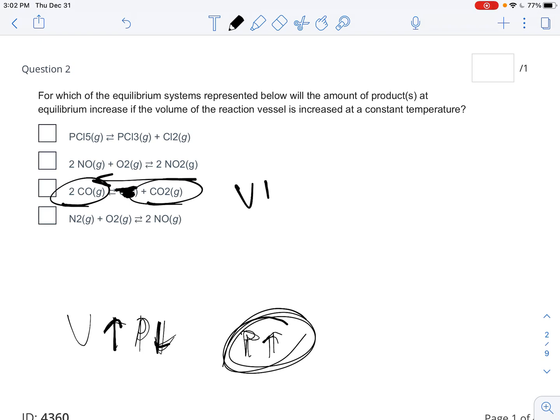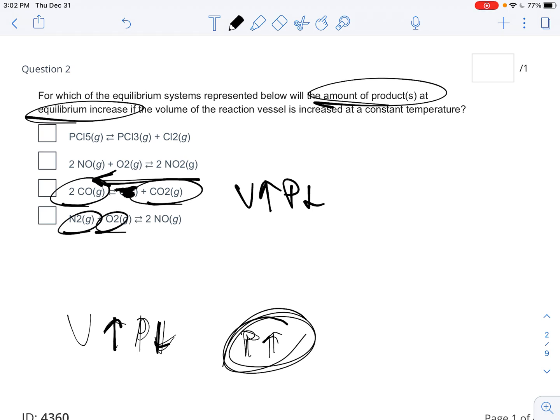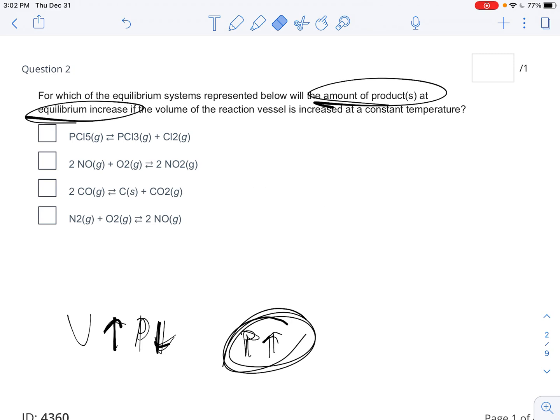So by increasing the volume, you're going to decrease the pressure. So the system is going to try to make that pressure back. How does this system make the pressure back? It goes to the left, and that's not what I want. I want the product to increase. And then our last one here, I have 2 gases on the left and 2 gases on the right. So changing the volume is not going to do anything on this guy because it's 2 and 2 over here.